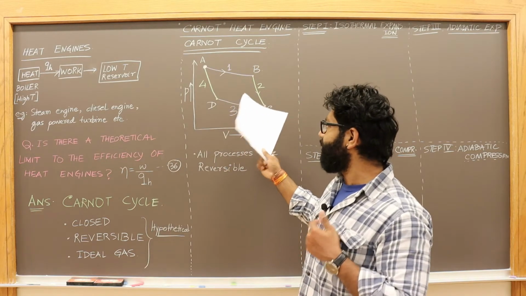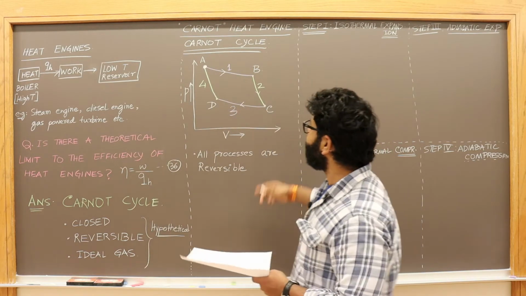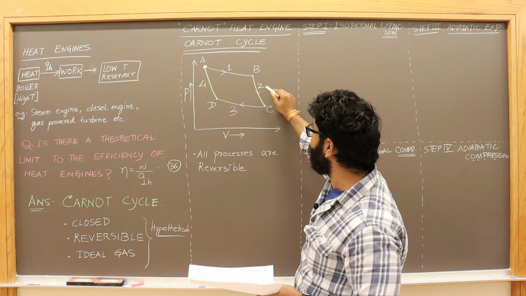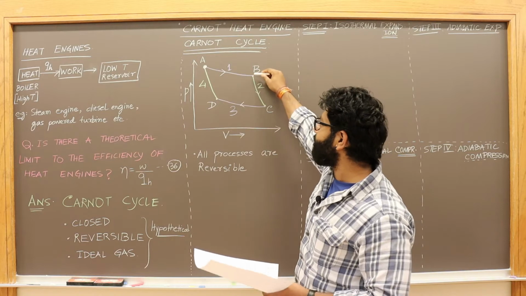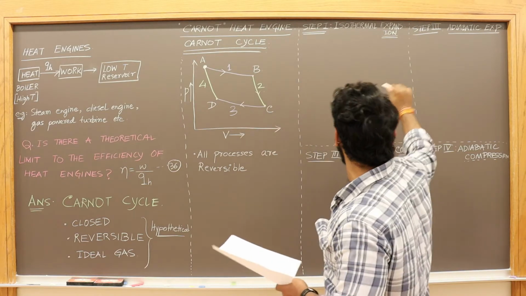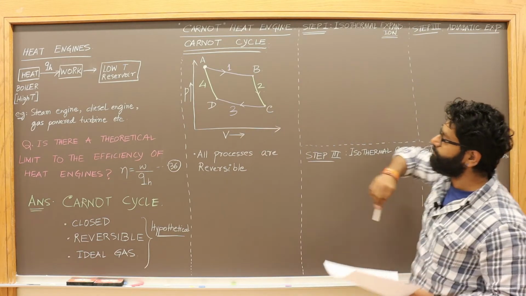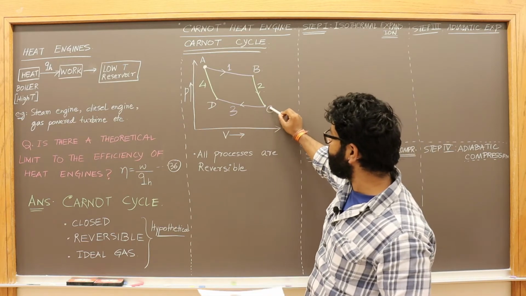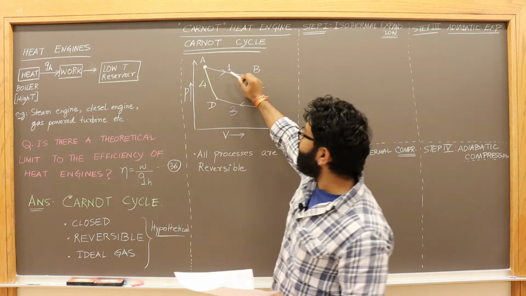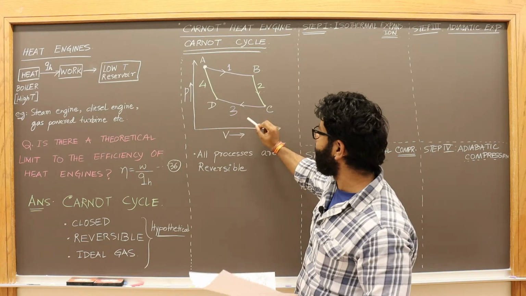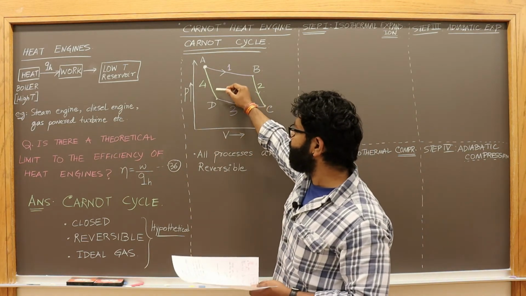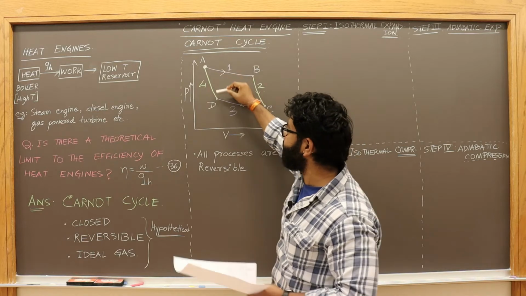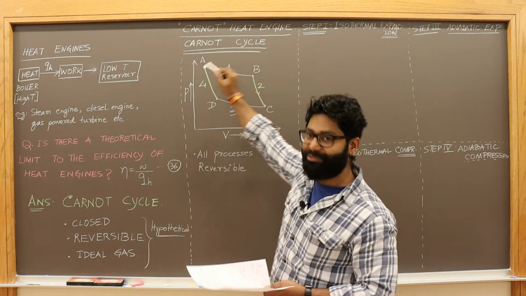So in here it's more clear that step 2 is an adiabatic process, an adiabatic expansion. Now step 3, which is going from C to D, is again an isothermal process, but in this case this is compression. Similarly for step 4, when you're going from D to A, this is an adiabatic compression.